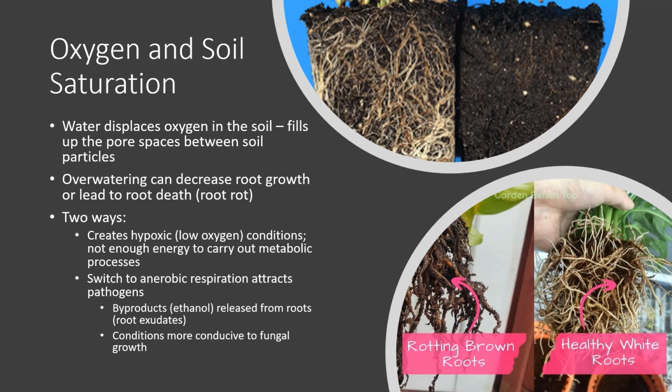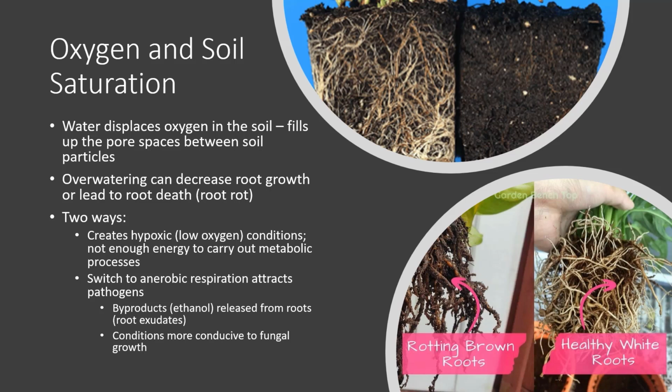Now that byproduct, that ethanol, gets released from our roots in what is called a root exudate. And that can attract pathogens that can start attacking your roots, especially as your roots start dying, right? It's an access way for pathogens to enter your plant. And those wet conditions are often more conducive to fungal growth that again can act as pathogens, ultimately leading to the death of your roots.